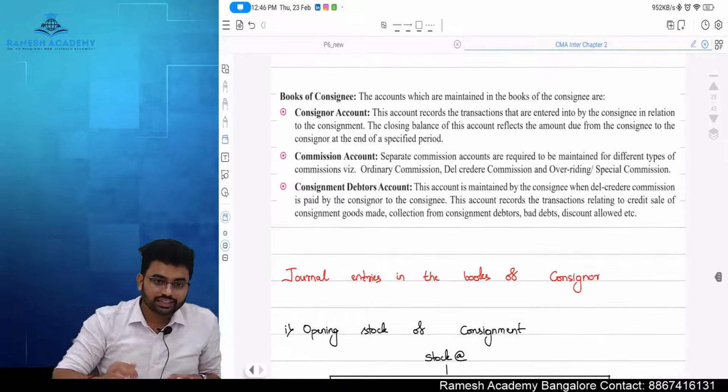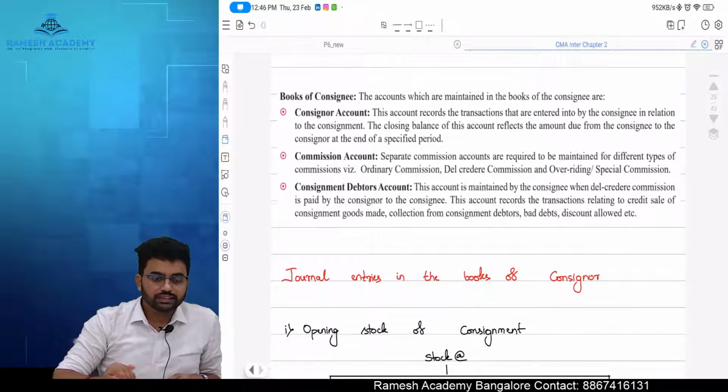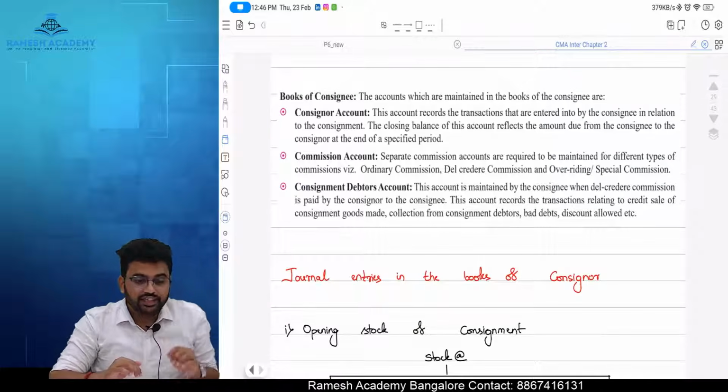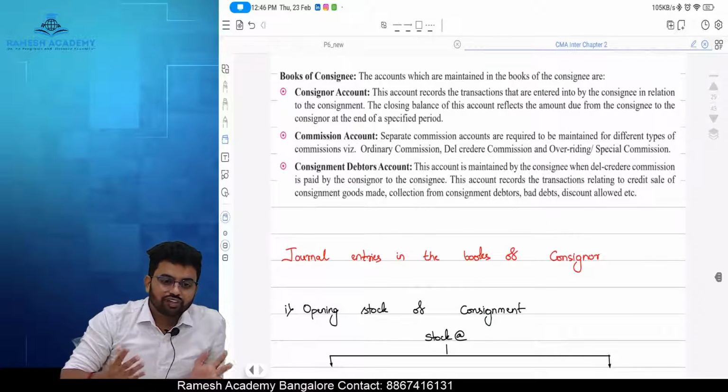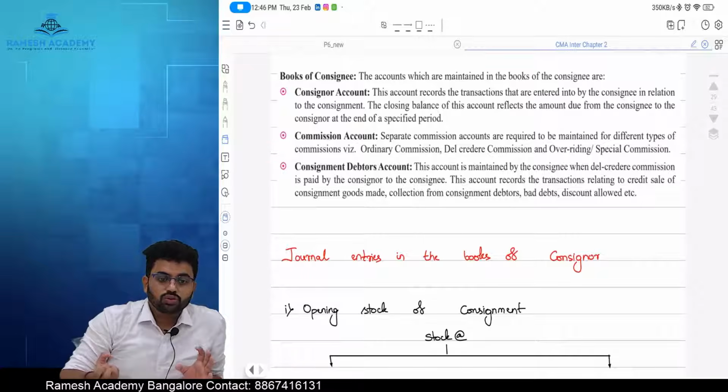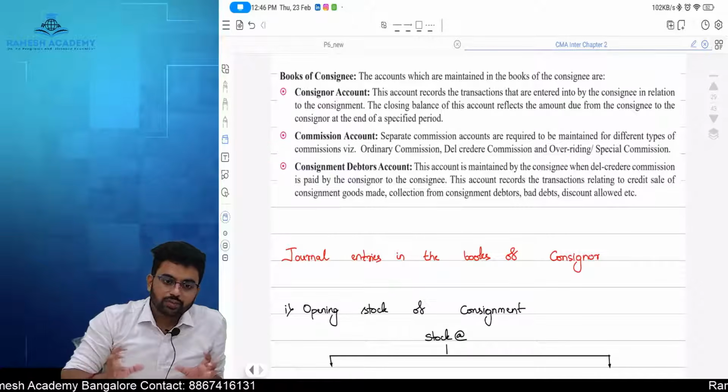What will be the journal entries? Opening stock, you know that in the trading account, which side we will write? Debit side we will write. What will be the entry for opening stock in the normal business? Trading account debit to opening stock, right?